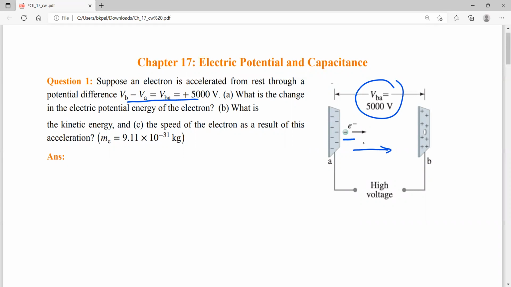The first one asks us to calculate the change in electric potential energy. The second one is the kinetic energy. What is the kinetic energy? And the third one is the speed of the electron as a result of this acceleration. So let's see how to solve this. The first one asks us to calculate the change in potential energy, delta PE.